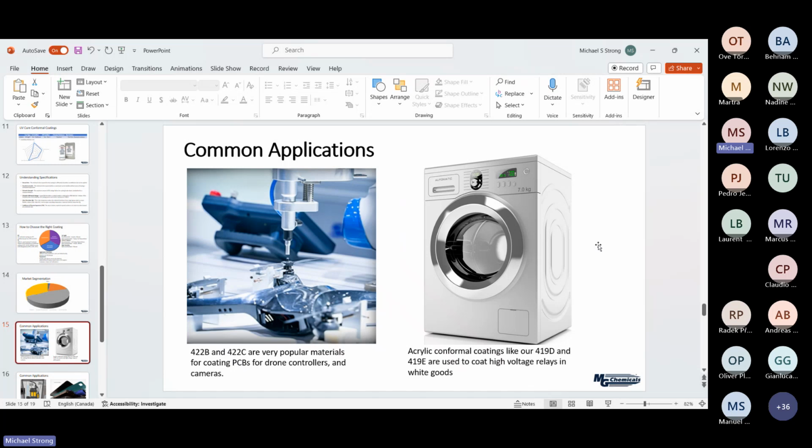Okay, so finally some common applications. With the 422B and 422C, those are the silicone acrylic conformal coatings, and those are very popular with the DIYers in terms of drones. So what they'll do is they'll coat various circuits within their drones, but also the controllers themselves, the cameras, speed controllers. And it just seems to provide excellent protection against things like dew, rain, snow, splashing, things like that.